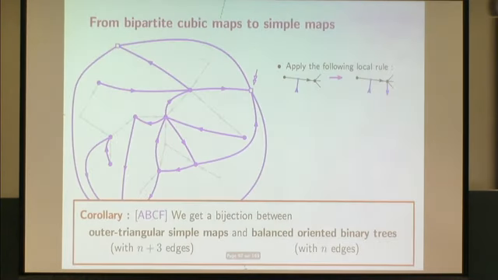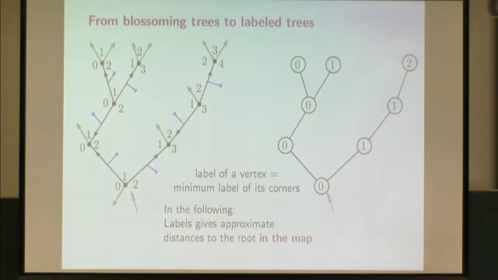Okay, so now we need to find how we can control the distance in the map as a function of these trees. So the good thing about these trees is that they get labels. What would be nice is if these labels would actually encode some distances, which is not clear at all from the construction. But they do encode some distances.